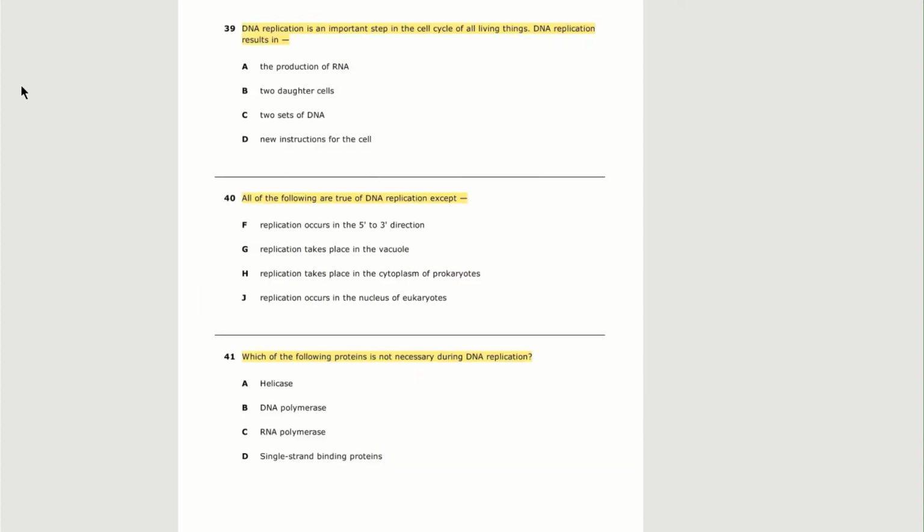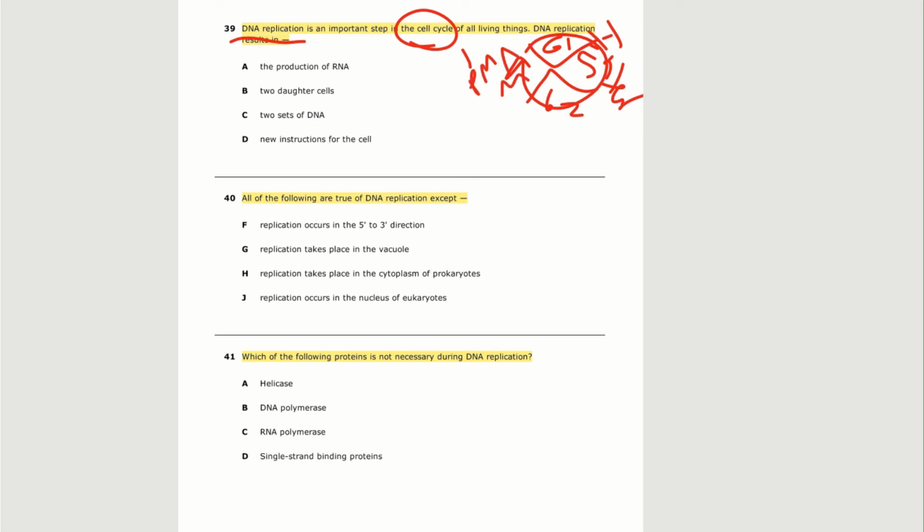Next, DNA replication again is an important step in the cell cycle. Oh, I know the cell cycle. I can even draw it, right? Something like that. I have G1, S, G2. All of this is interphase, right? And then this is the M phase, which is PMAT, prophase, metaphase, anaphase, and telophase, and then cytokinesis.